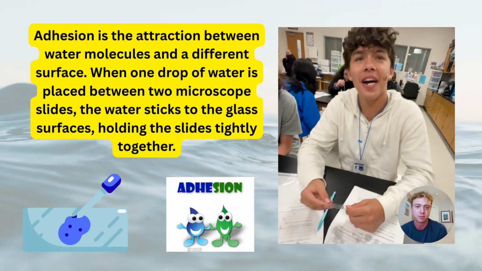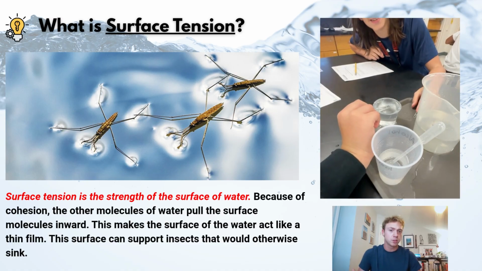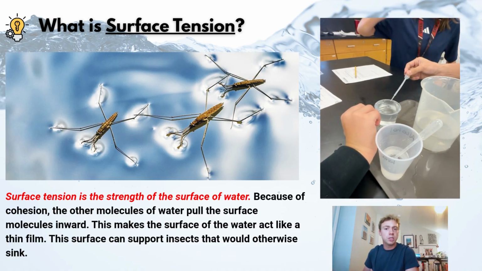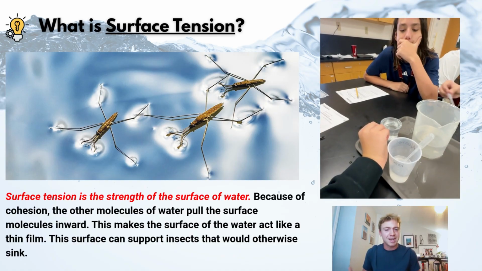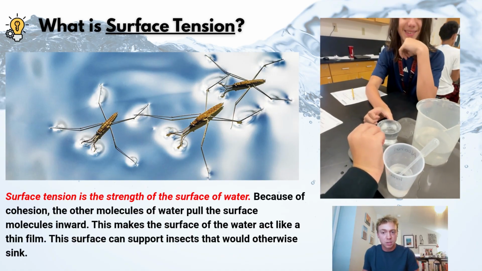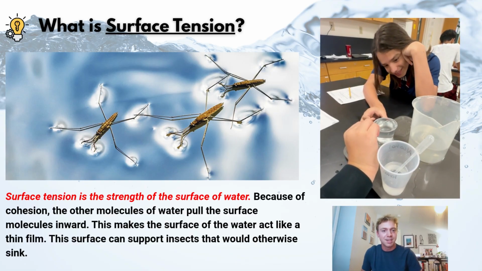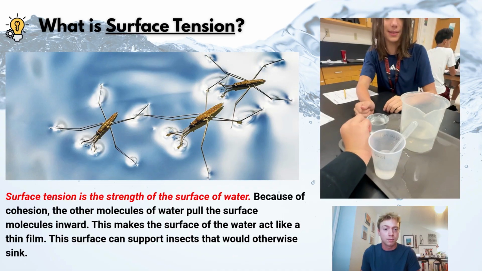So next up, we have surface tension, which is the strength of the surface of water. And because of cohesion, the water molecules pull inwards at the surface of water, which acts like a thin film. And this actually allows certain small insects to walk on the surface of water. In the lab, you demonstrated this by floating paper clips on the top of water.